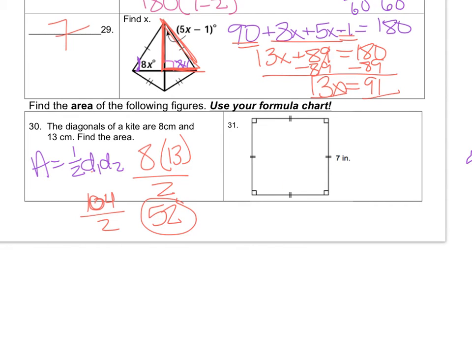Okay, on 31, if you notice, look right here, all these tick marks are the same. That means all sides are the same. We got a square. To find the area of a square, you just do side times side. Or you can just do 7 squared. So 7 times 7 is 49. If you want to do inches squared, that's perfectly fine.